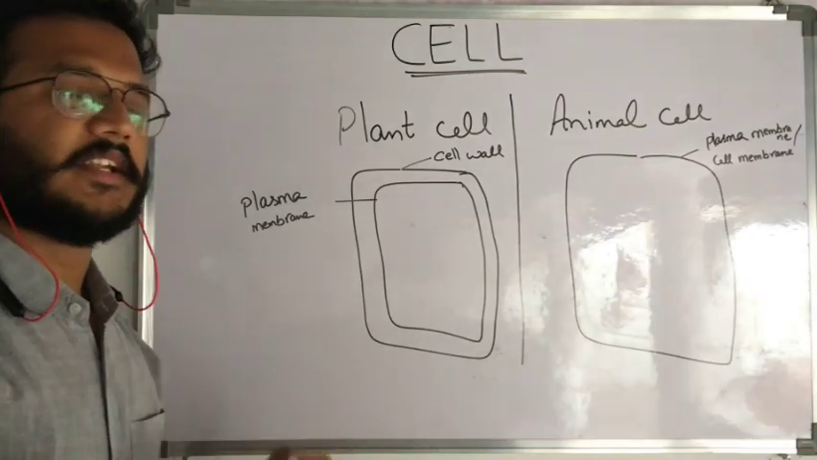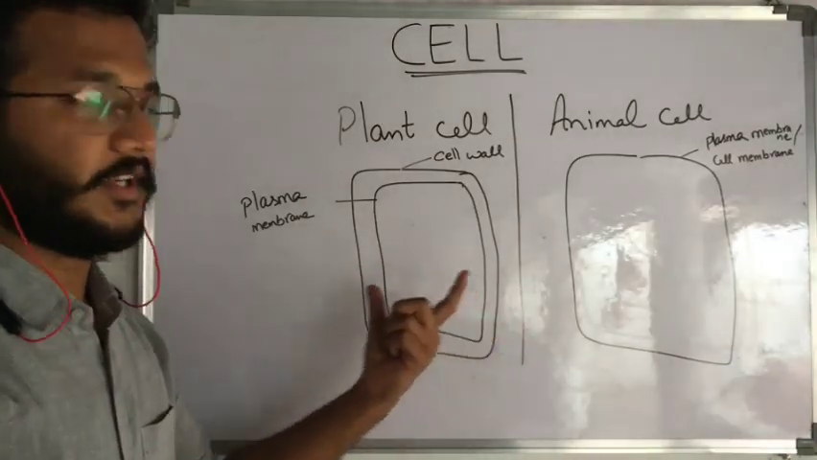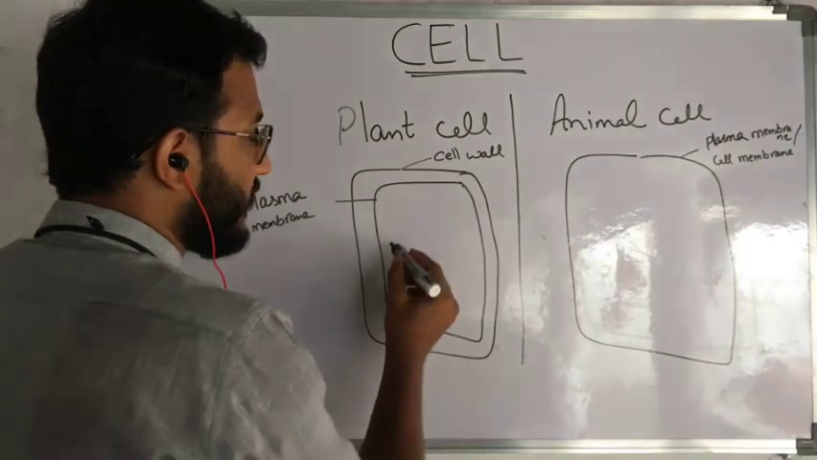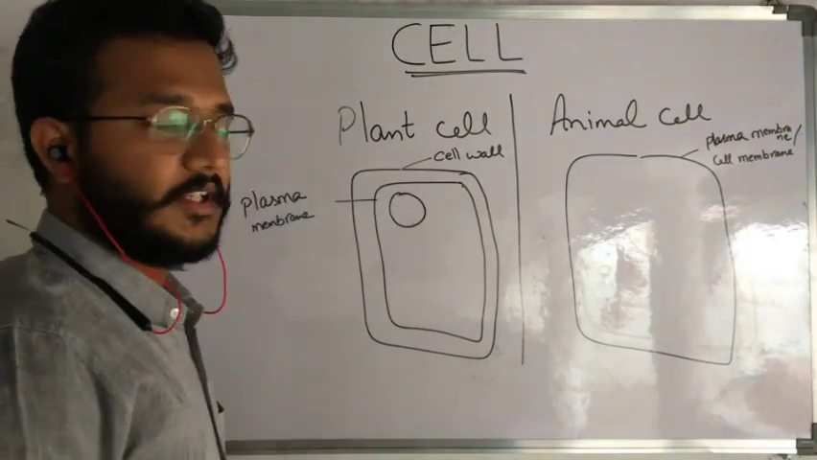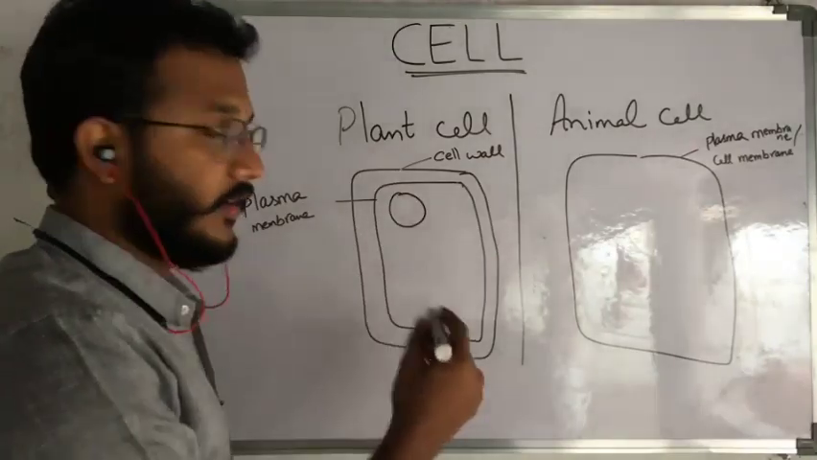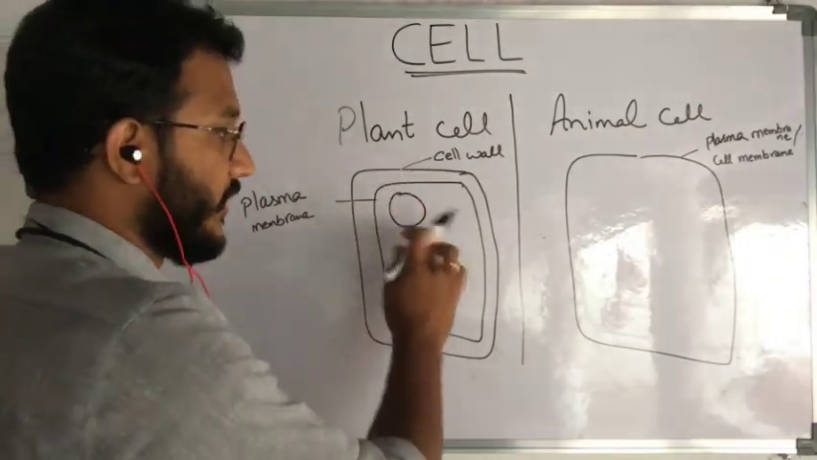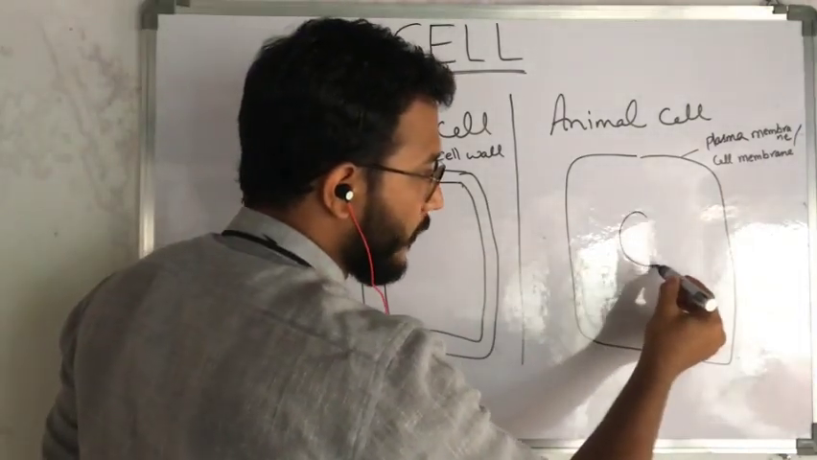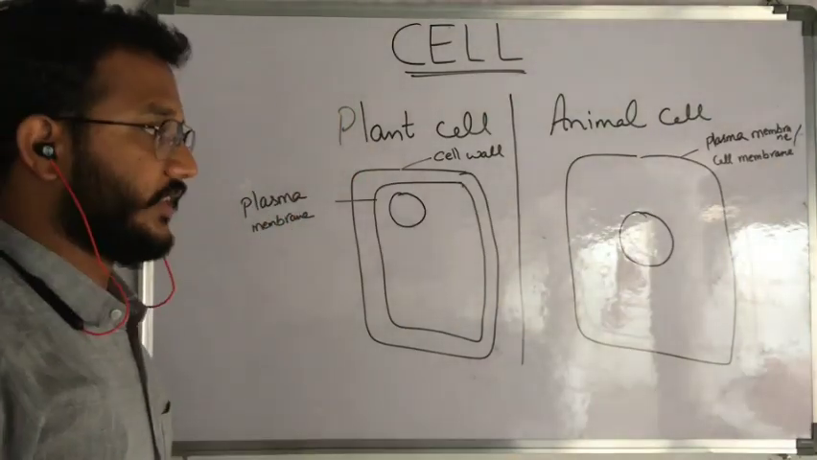Inner to that is the plasma membrane, and the most important cell organelle, which controls the functions of the cell, is the nucleus. So we will see how the nucleus is present in these two types of cells. See here, in plant cells the nucleus occupies the peripheral position, that means towards the outside of the cell, not inside. And in animal cells the nucleus is present exactly at the central position.